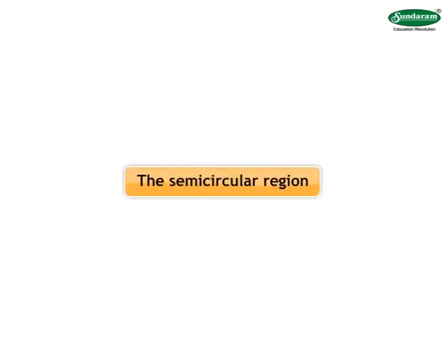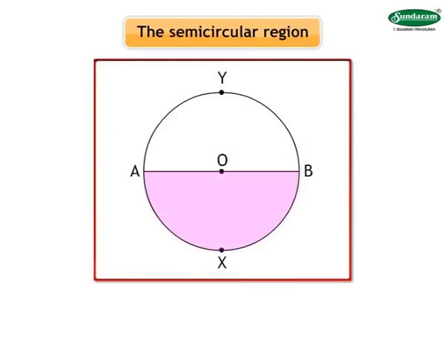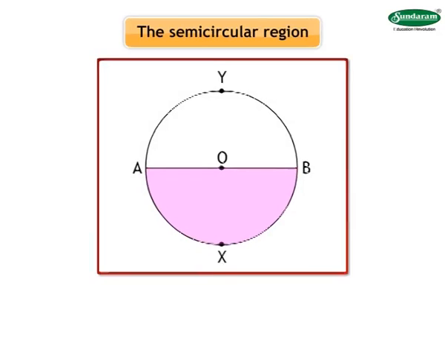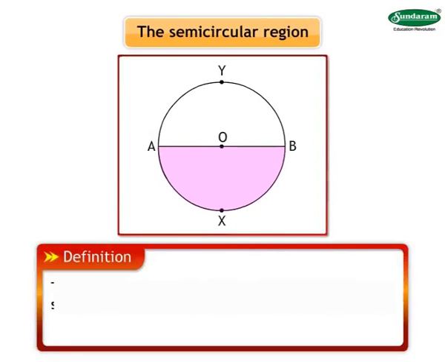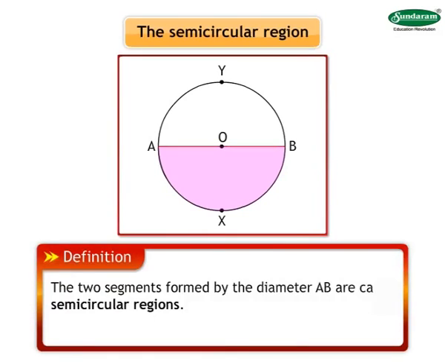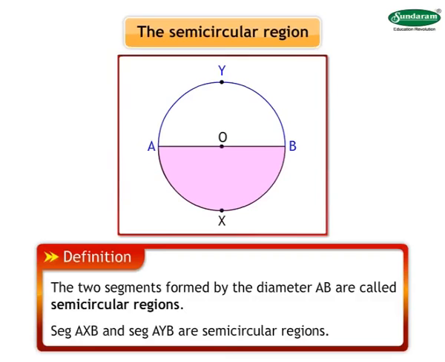Let us move forward to the semicircular region. In the figure alongside, segment AB is the diameter. We know that diameter divides the circular region into two equal halves. So, the two segments formed by the diameter AB are called semicircular regions. Here, segment AXB and segment AYB are semicircular regions.